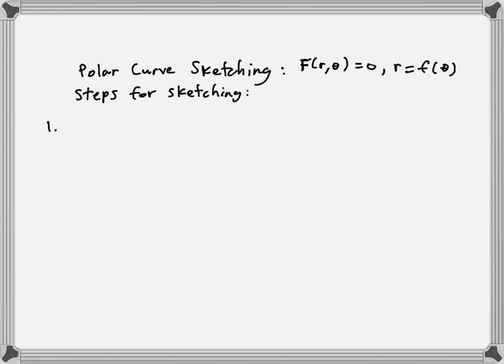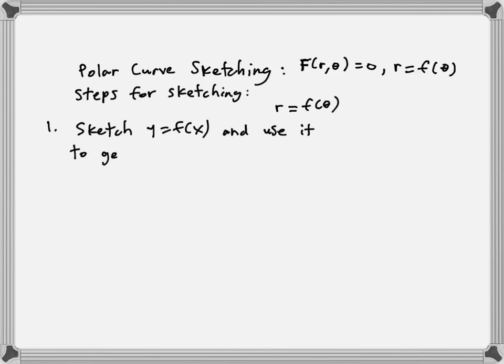So here is my suggestion. If you're doing r equals f of theta, what I like to do is use information about the Cartesian graph y equals f of x to help us visualize what's going on with the polar sketch. Since f is a function of theta, we can sketch y equals f of x and use it to get several points.